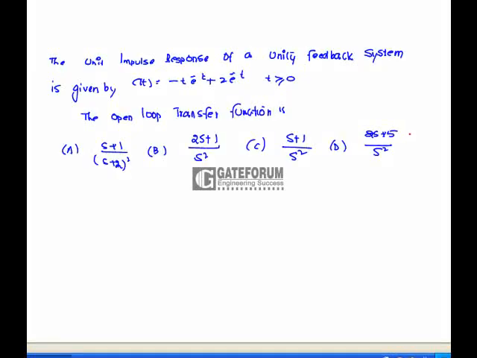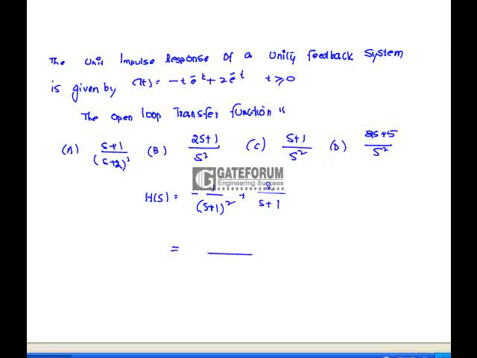The impulse response of a unity feedback system is given by c(t). Then we have to find the open loop transfer function. If the input is a unit impulse, then the output is nothing but the transfer function itself. The system is a unity feedback system here. So the transfer function H(s) is minus 1 by (s plus 1) square plus 2 by s plus 1.